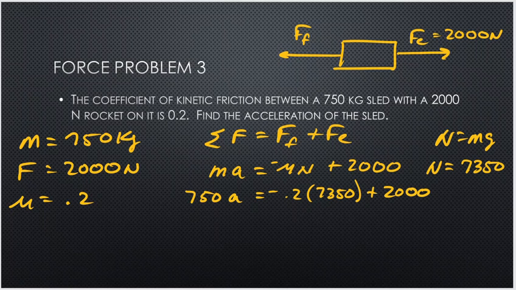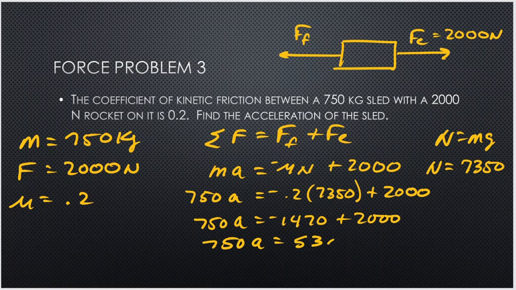So I've plugged in some numbers we know here. 750a equals negative 1470, plus 2,000. 750a equals, when we add these together, 530. The acceleration is going to be a very small number, which turns out to be 0.71 meters per second squared.